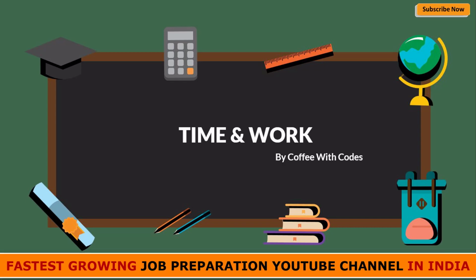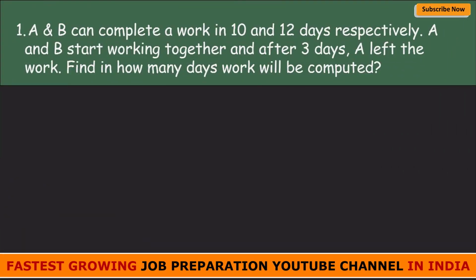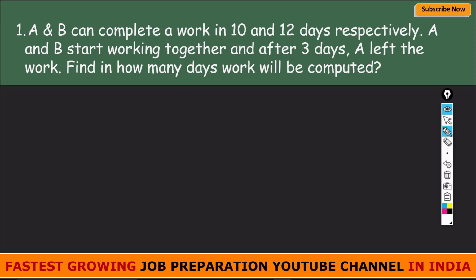So moving on to our first sum of time and work. A and B can complete a work in 10 and 12 days respectively. A and B start working together, and after 3 days, A left the work. Find in how many days the work will be computed. Last word is not computed, guys, it's completed. So let us again read the question. A and B complete a work in 10 and 12 days.